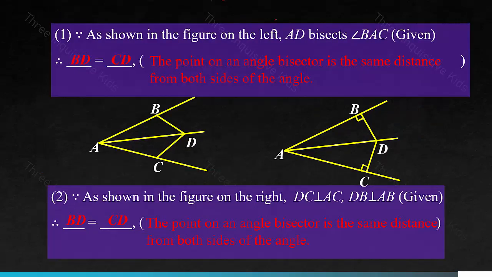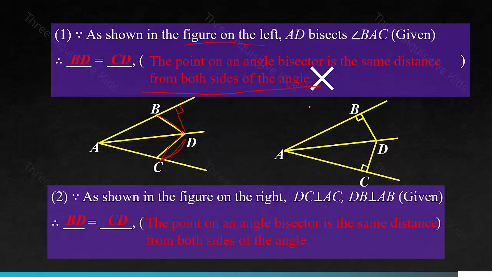As shown in the figure on the left, AD bisects angle BAC, which is given, therefore BD equals CD, and they are using the theorem we just learned. Is this right? BD equals CD. And then they are saying that they can use the theorem we just learned. But they are actually wrong, because this, as you can see, is not perpendicular to AB.